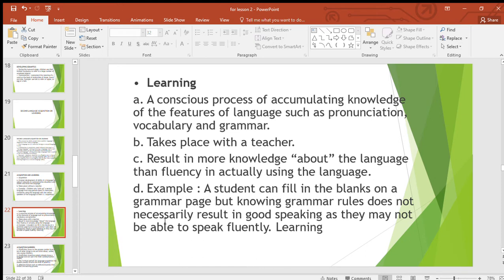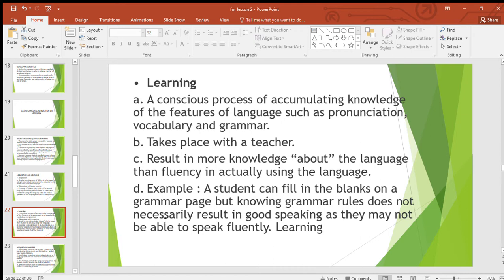In learning, you yourself know that you are trying to learn a language. It is the conscious accumulation of knowledge of the features of language such as pronunciation, grammar, and vocabulary. So you know that you're learning how to speak, you're learning the different words, and you're learning how to construct sentences using that language. And you can't do this without a mentor. Someone who is already an expert of that language is the one teaching you so that you are performing it correctly. And in the results, you know more about the language.